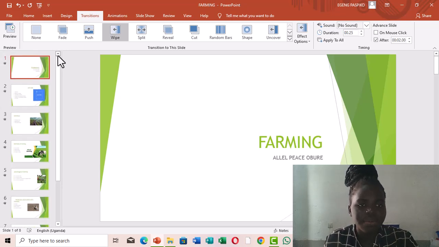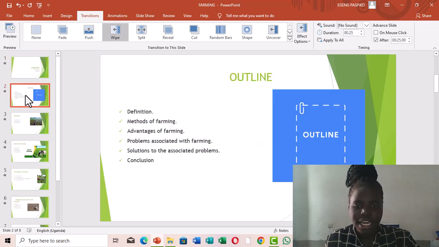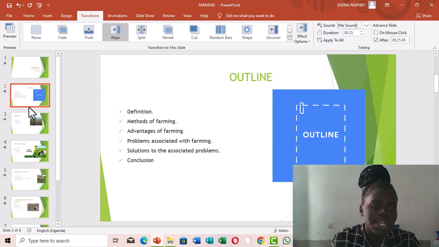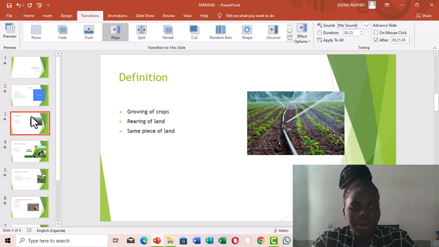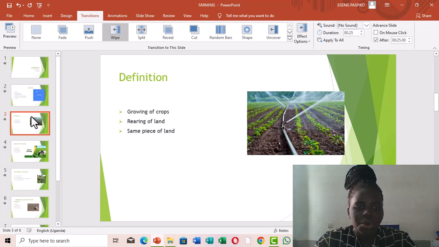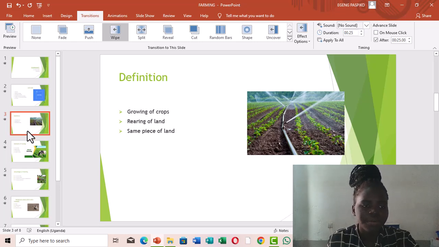This is the first slide, where we see Farming by PowerPoint and my telephone number. This is our second slide, where we see the outline. We see the outline where there is the definition, methods of farming, what we are going to learn about. Then on the third slide is the definition, which tells us: growing of crops and rearing of animals in the same piece of land. Of course, we had to use photos to make the work at least beautiful.